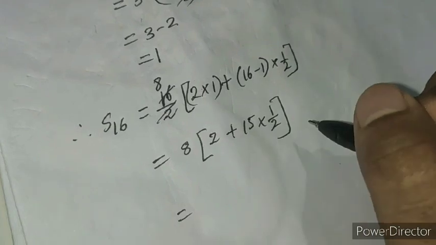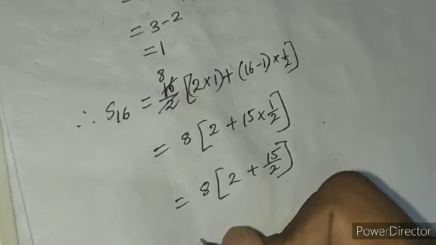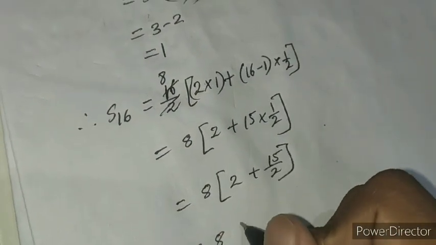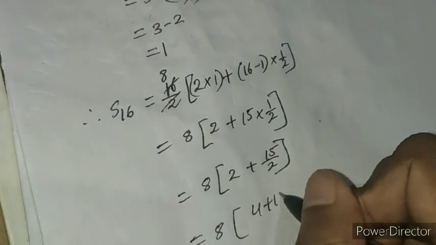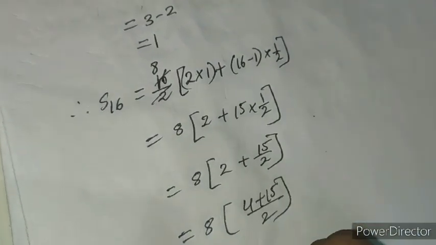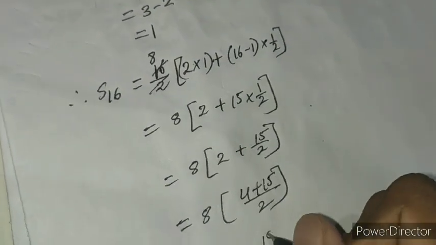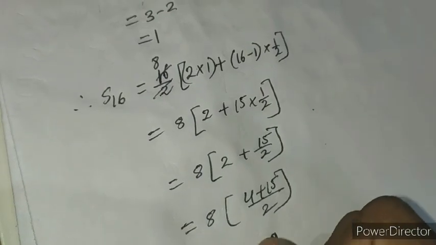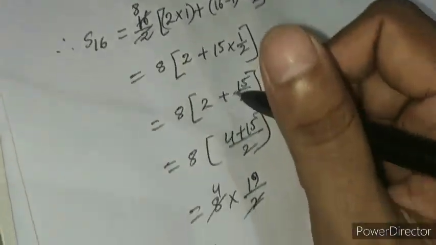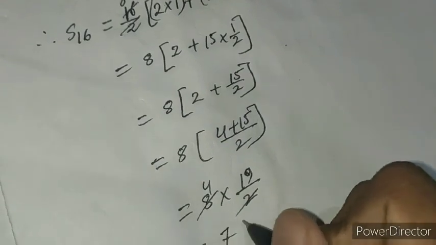Calculate it. Pause the video and calculate. That will be 8 into 2 to the 4 plus 15 by 2, which is equal to 8 into 19 by 2. 2 4s are 8, so 4 19s are 76.